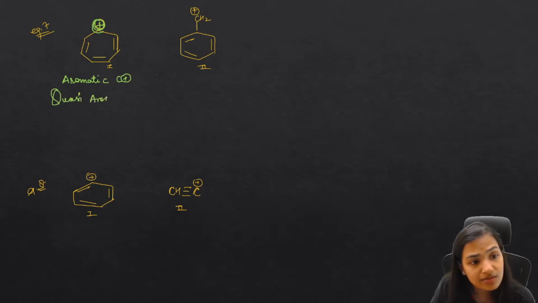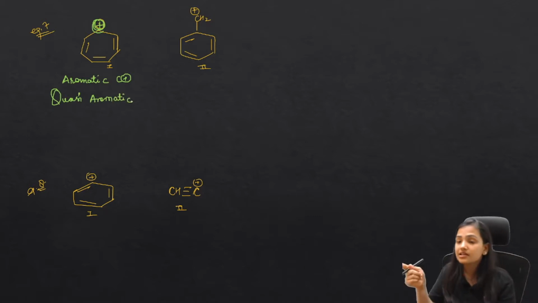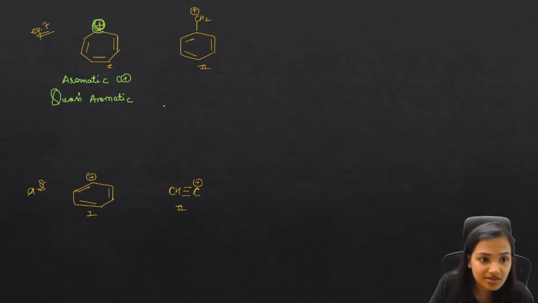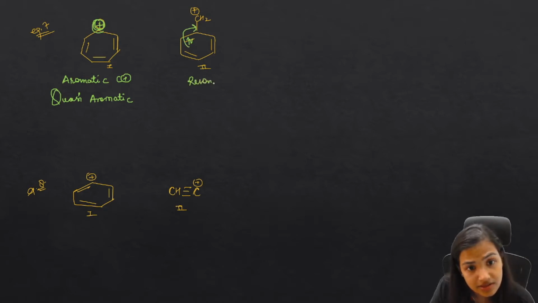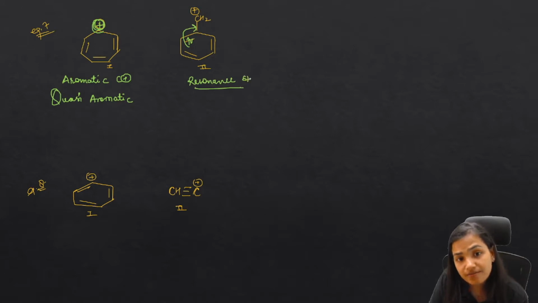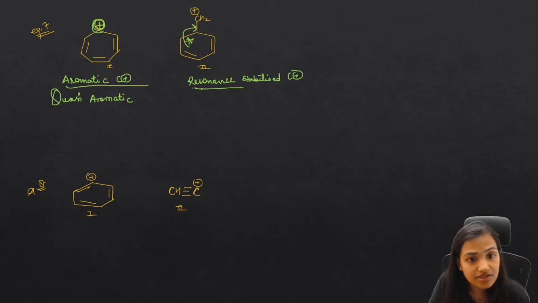quasi aromatic? Quasi aromatic compounds are aromatic in nature, they are also ionic in nature, and here the ion is a part of the ring. Okay, this is a quasi aromatic carbocation. Is this an aromatic carbocation? No, this is not an aromatic carbocation, and this will be stabilized by resonance. So this is the difference between the resonance stabilized carbocation and the aromatic carbocation. This is a resonance stabilized carbocation, and this is an aromatic carbocation. So this is the difference.